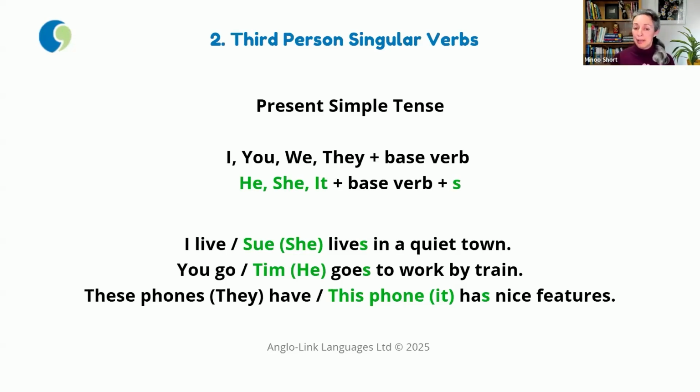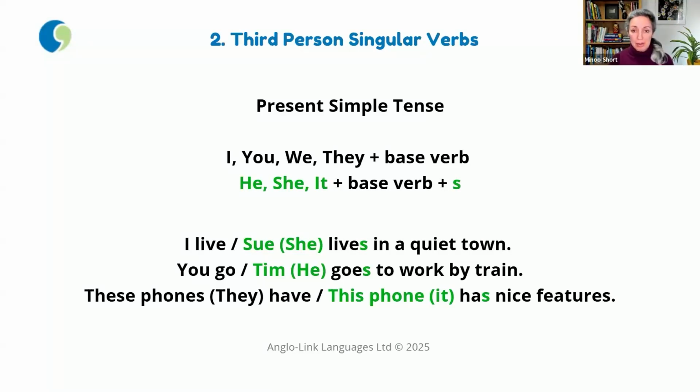For example, I live, but Sue, which is a she, lives in a quiet town. You go, but Tim, a he, goes to work by train. These phones, they have nice features, but this phone, so it, has nice features.